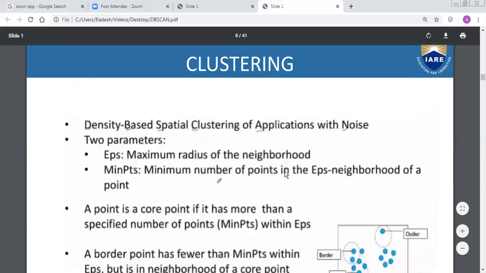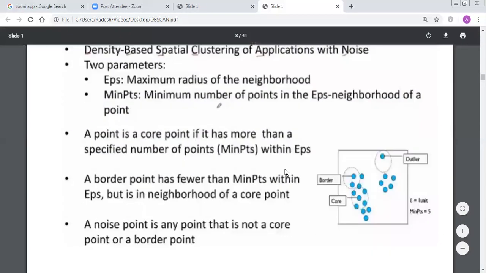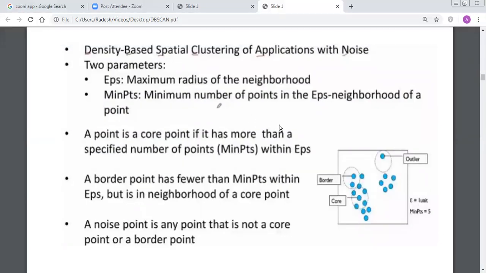So I hope you have understood the 5 important things. The main 2 things are the EPS and the minimum points. The five are EPS, minimum point, core point, border point, and noise point.